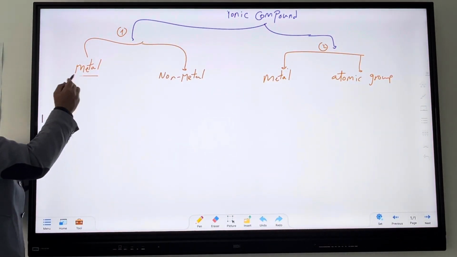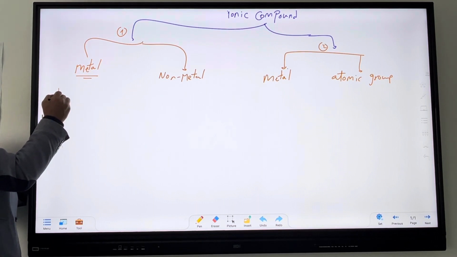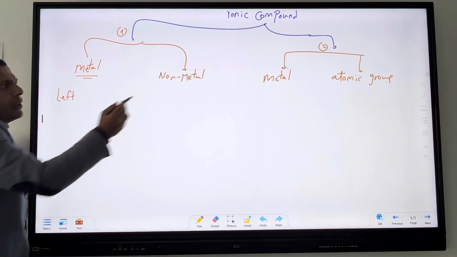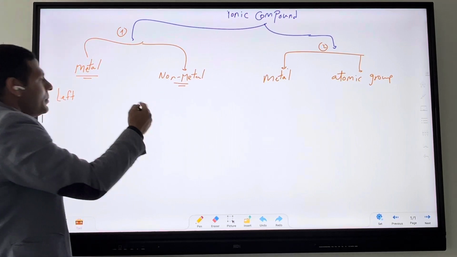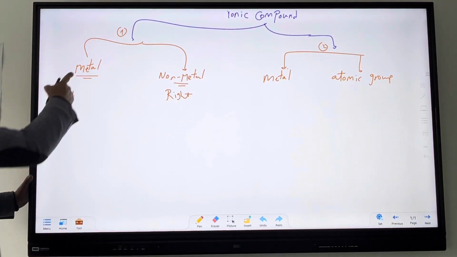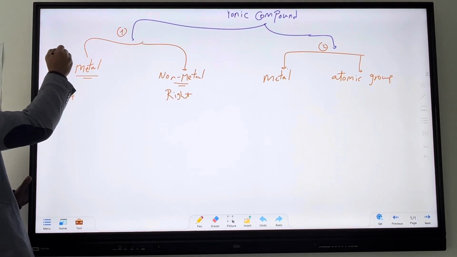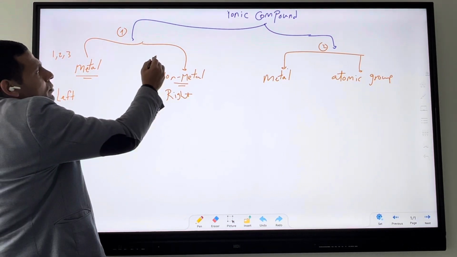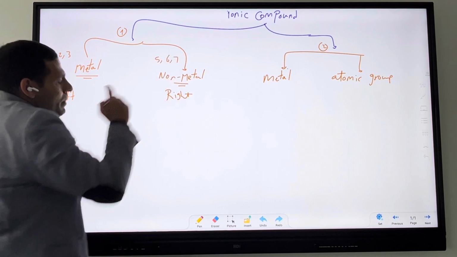Now, as you know, how can we find the metal in the periodic table? We can find it on the left side of the periodic table. The non-metal can be found on the right side of the periodic table. For metals, we have group 1, group 2, and group 3. For non-metals, we have groups 5, 6, and 7.